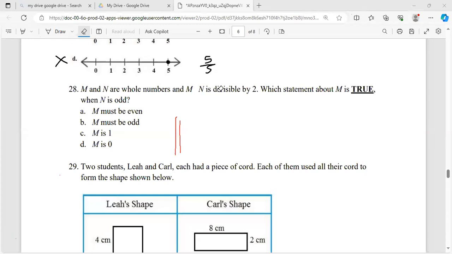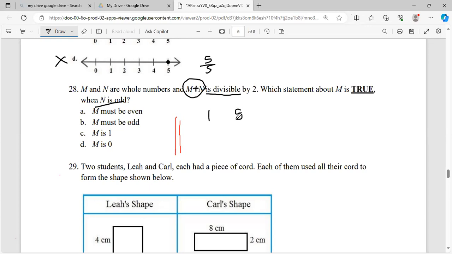M plus N is divisible by 2. That's what I'm thinking. I'm not sure why the sign is not there though, but let us assume that is this, because that's what I'm thinking for my answer. So that means M must be odd. So if N is odd, what must M be? Odd.